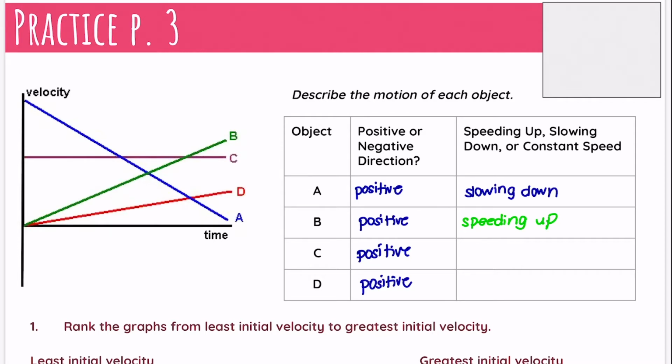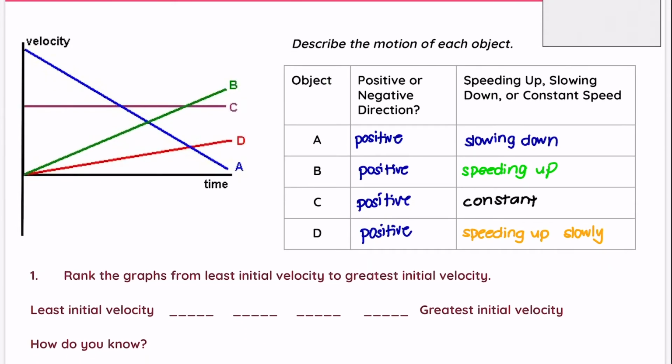And then C has that flat line. When it has a flat line like this, that means it's going at one speed only and it is constant. All right, and now let's take a look at D. D is going up, but not quite as much as B. So it's still speeding up, but speeding up slowly.